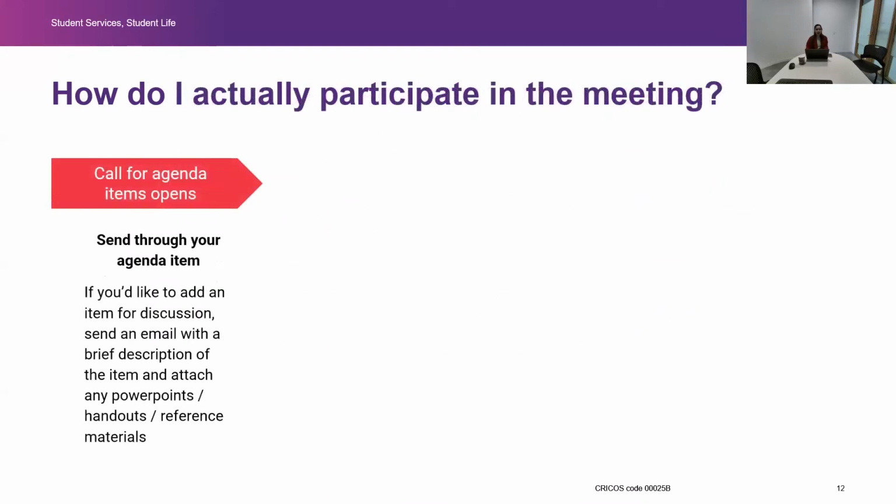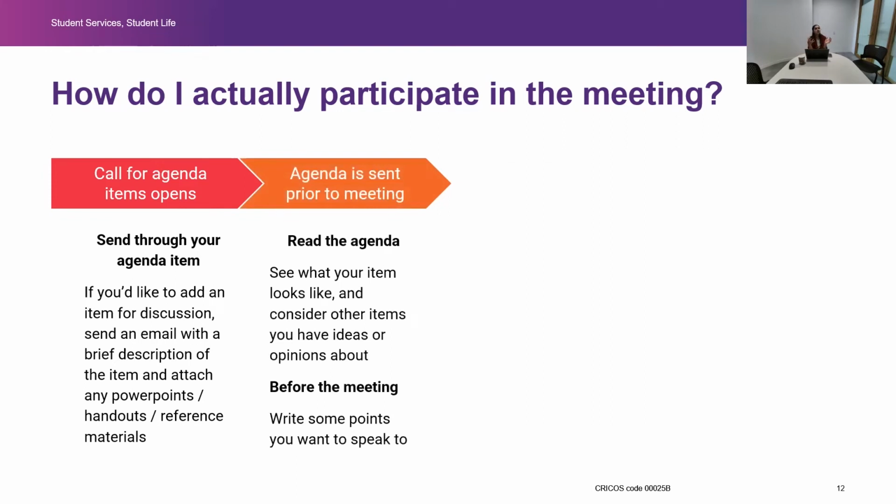Okay, so how do I actually participate in a meeting? The way that committees and most advisory groups would run is this: there is an initial call for agenda items, and that comes to you from the secretary. So you send through your agenda item and let them know what it is that you've got to talk about, giving it a bit of detail. And if you want to make a PowerPoint presentation or have handouts or any other reference material, you send that back when they call for agenda items.